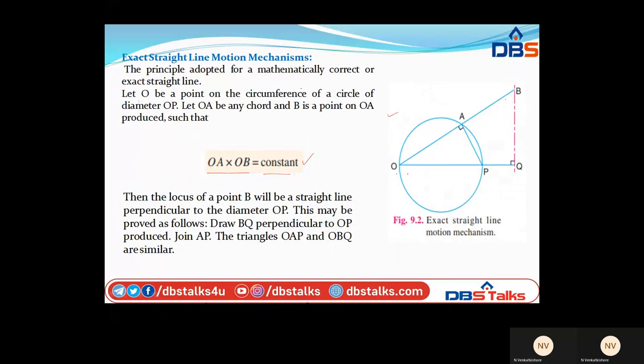Let O be the point on the circumference of the circle. This is the circle. There we have O as one end, a point on the circumference of the circle, which has the diameter OP. OP is the diameter, and let OA be the chord. Chord means a part of the circle of definite or indefinite length. That means the position of A will represent the length of OA.